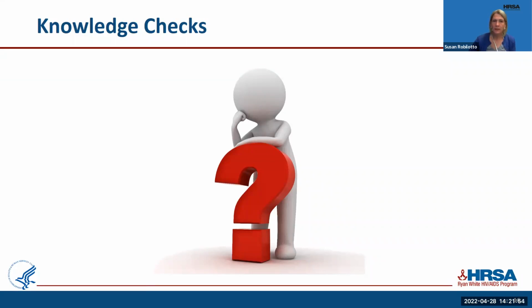So the first question, why did HAB establish the national monitoring standards? Was it to provide a technical assistance resource for recipients and subrecipients? Was it to provide a compilation of all major Ryan White program documents for use and compliance oversight and expectations? Was it to assist recipients in meeting federal requirements for program and fiscal management, monitoring, and reporting? Or is it all of the above?